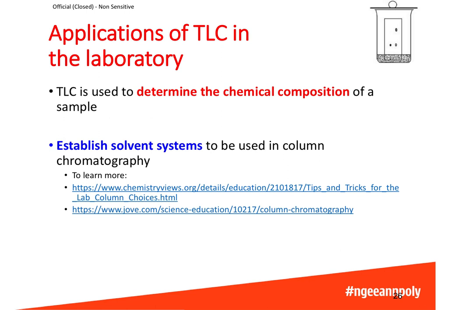TLC can also be used to establish solvent systems to be used in column chromatography. Column chromatography is a technique used to isolate and purify compounds from a mixture. The stationary phase is usually silica, which is packed into a glass column, and the mobile phase would be organic solvents. Before running a column chromatography, TLC can be used to first determine what solvents can be used to give a good separation of the different compounds within that mixture. Then this solvent would be used for the column chromatography. If you would like to learn more about column chromatography, feel free to look up these links.